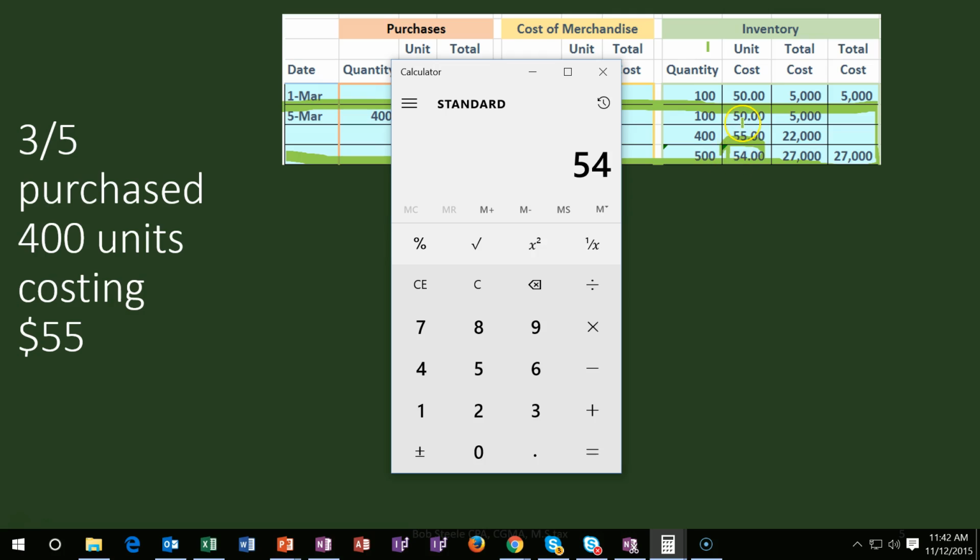Note that this would make sense because it's between the 50 and the 55. Why is it greater towards the 55? Because we have more units that we paid 55 for than the units that we paid 50 for. So we can't just add the 50 plus the 55 and divide by 2, which would be a form of average. We're basically going to add up all the units and the cost, and divide that out. If we wanted to prove that to be correct, we could calculate again: 500 units times $54 means we have an ending of 27,000 here.